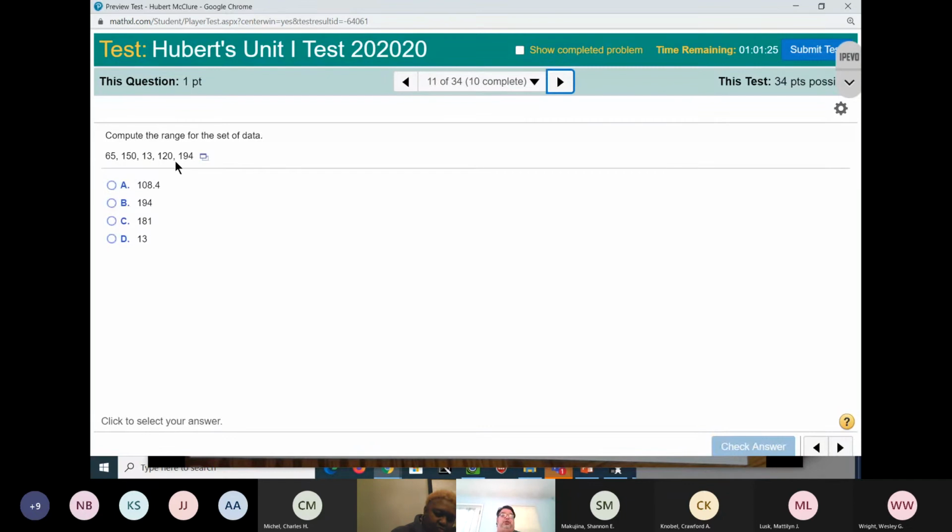Compute the range. This is the 3rd range question. 3 times 3 is 9 points. I'm giving you up to 9 points. We're going to count how many range questions I give y'all. I should take them out. That's what I should do. 194 minus 13 is 181.